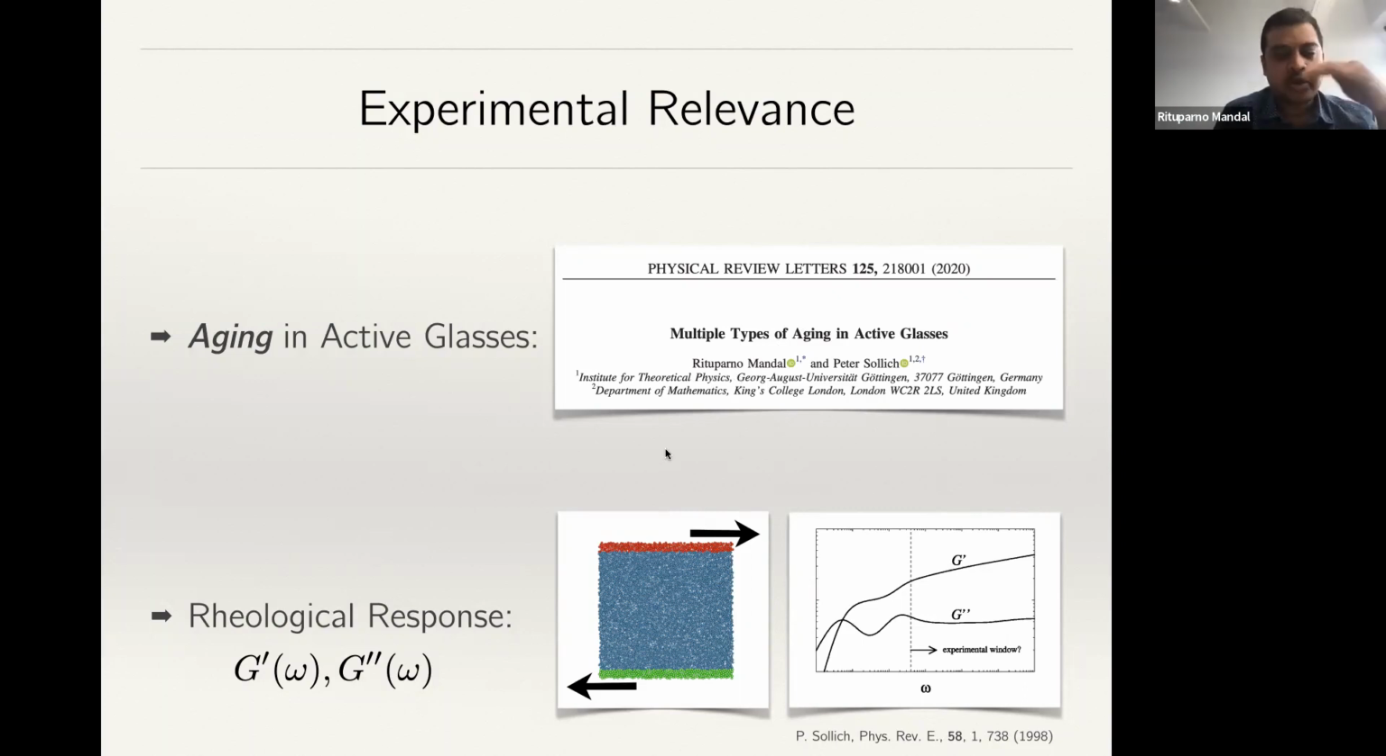Also, currently we're trying to look at the rheological response of such material by measuring G prime and G double prime of omega, which are the frequency-dependent elastic and loss moduli, and trying to extend the soft glassy rheology theory for this. But again, experimentally, it's an important question: if you take tissue or such dense active material, what kind of frequency-dependent response do you get in terms of elastic and loss modulus?